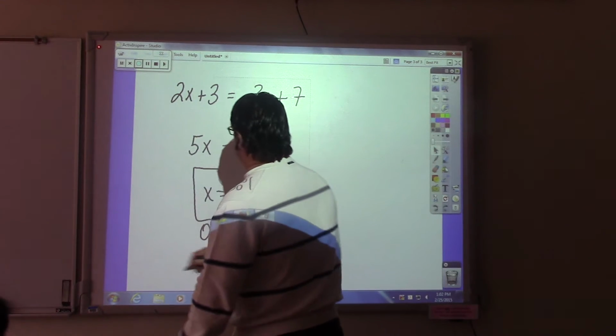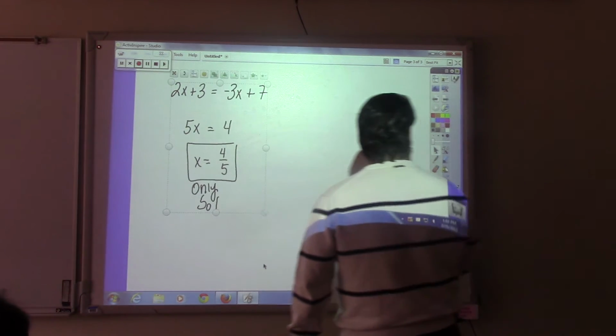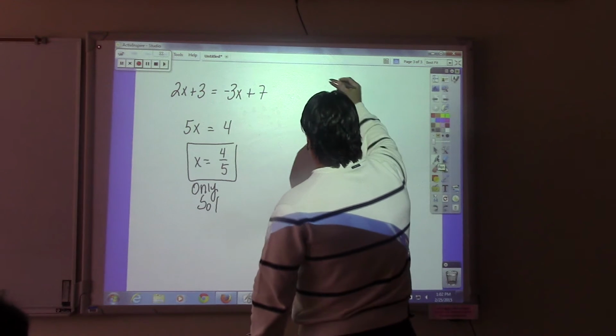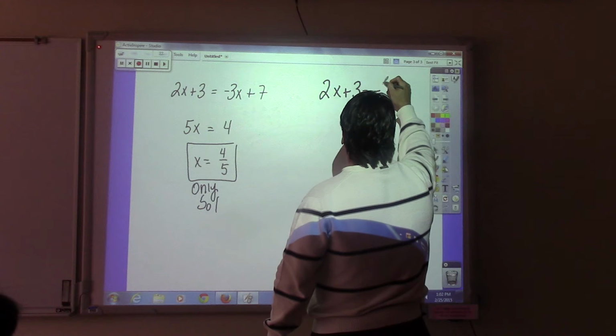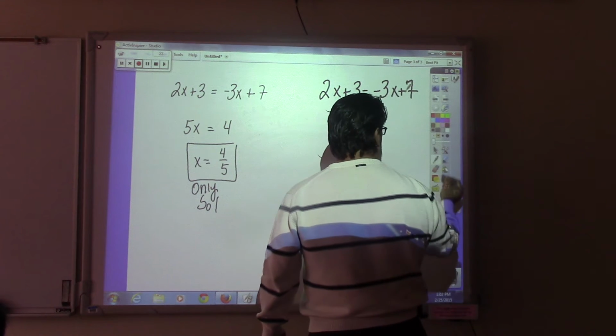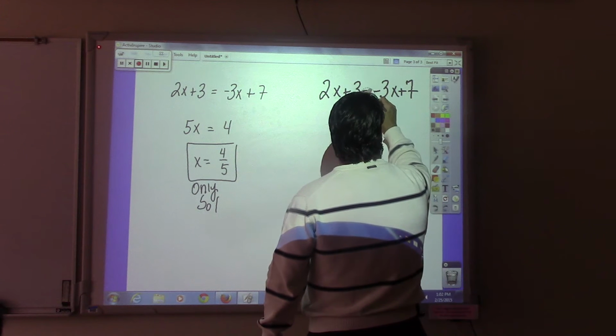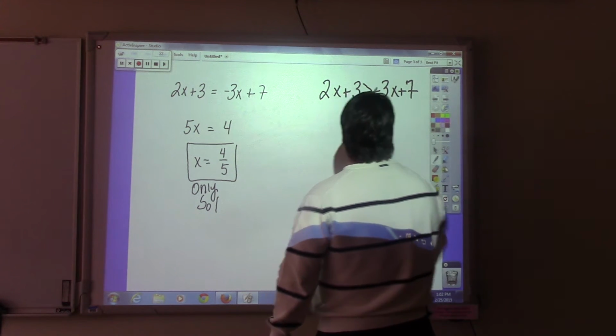And again, that's 6.2. The only difference is now 2x plus 3 is equal to negative 3x plus 7. I'm going to take the equals out, and I'm going to put an inequality there.